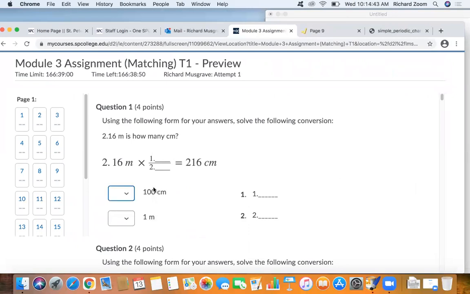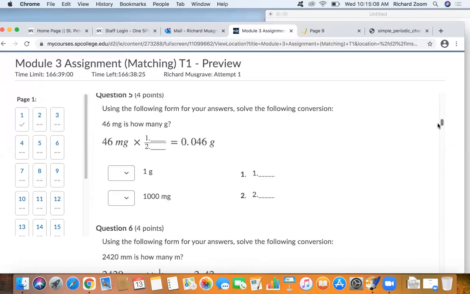So for question 1, for example, it's matching. So you need to figure out what goes in the 1 slot, what goes in the 2 slot. It's really just a matter of looking at the units. And I know that in the 2 slot, you'll have 1 meter, and in the 1 slot, you'll have the 100 centimeters there. So that's all it's really a matter of, just going through and doing that.